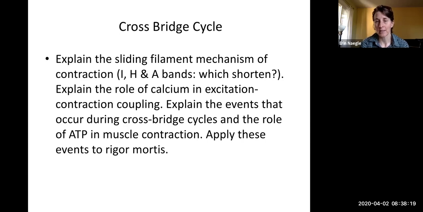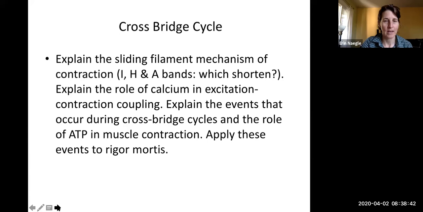Calcium gets released when the muscle cell gets excited, and now the calcium is going to carry that "hey, we got excited" message to the actual actin and myosin to allow for contraction. So we're going to explain the events that occur during cross-bridge cycles and the role of ATP in muscle contraction, and then talk about how that applies to rigor mortis.